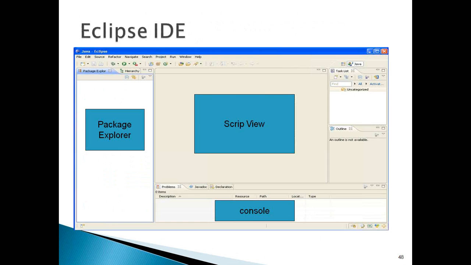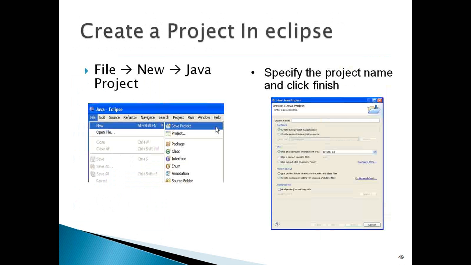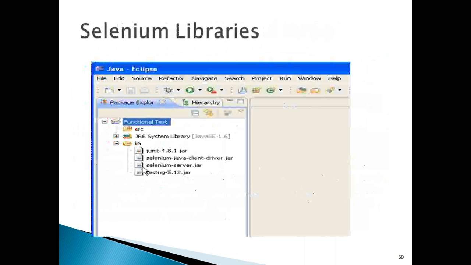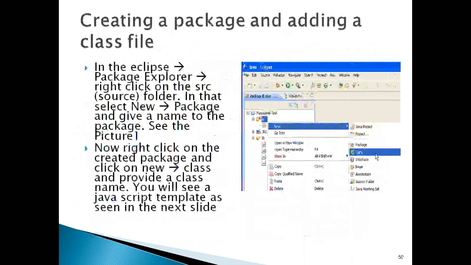How to create the Java project? Just click on New, click on Java project, give the relevant Java project name, and after that we have to configure the jar files, which are part of Selenium actually, right? Then how to define the package and the class, which I have shown to you here, same as we have done recently, and the basic area where you have to do the Java coding.